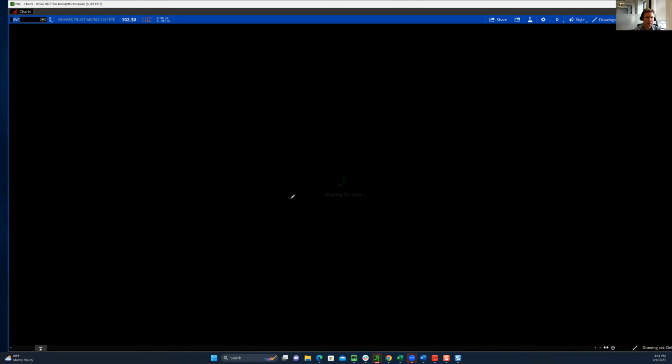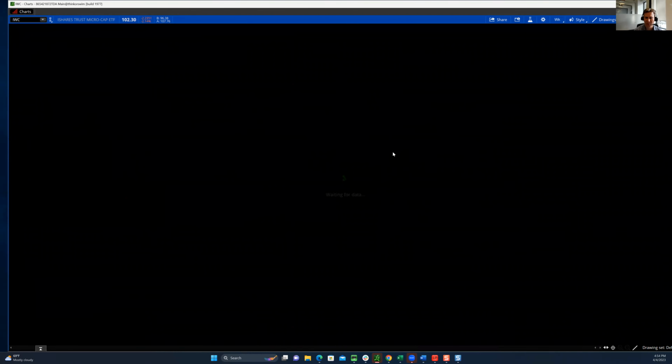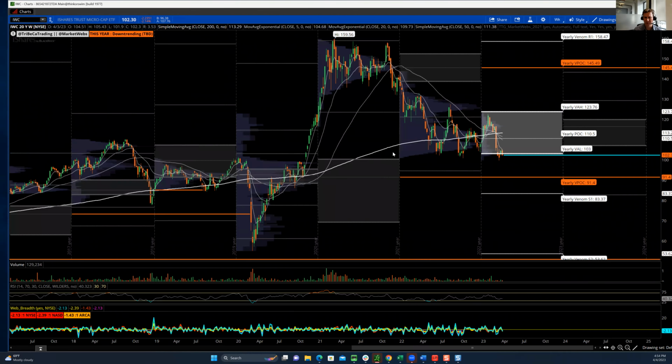Also, when you look at the micro caps, this was a chart that a Tribeca Trade Group member brought to my attention. You go back and forth. If you listen to financial media, they talk about whether or not we're in a bull market or a bear market.